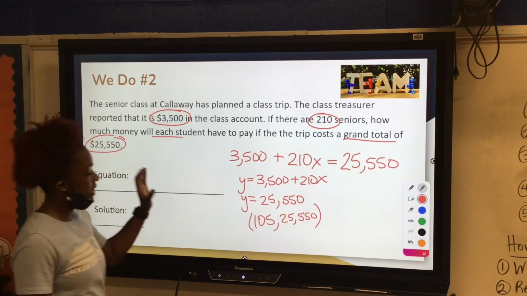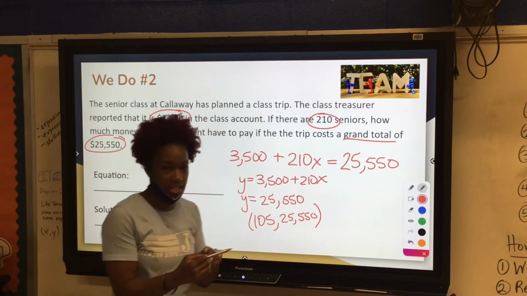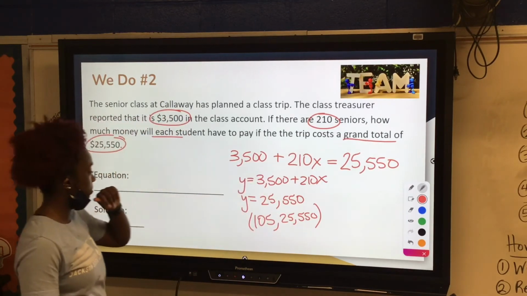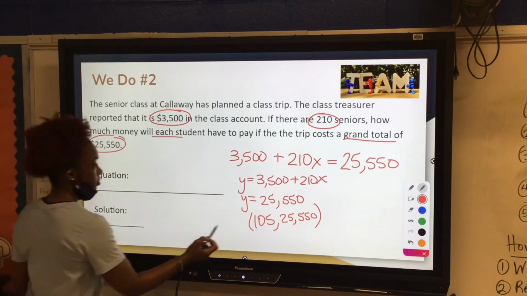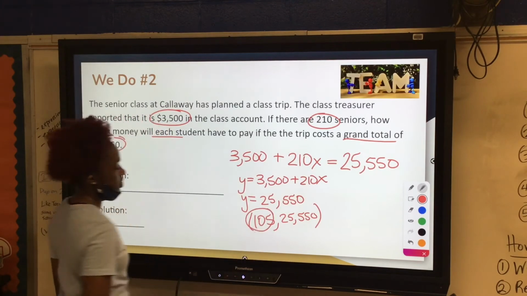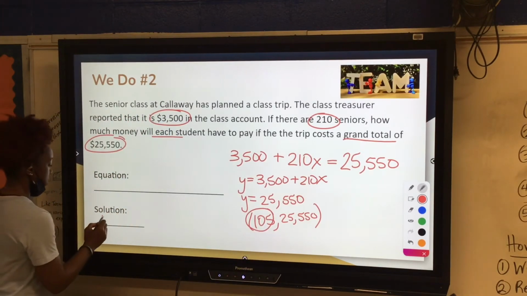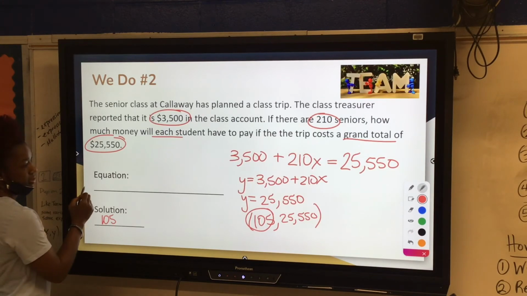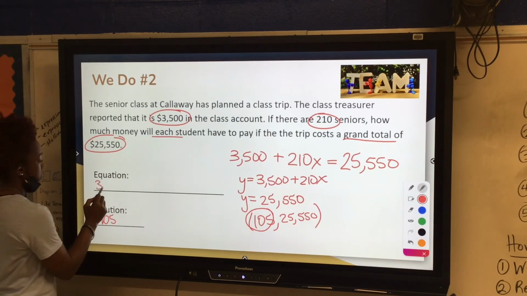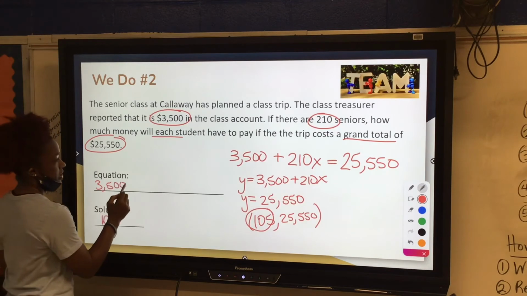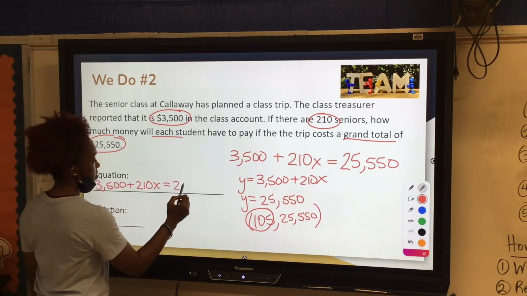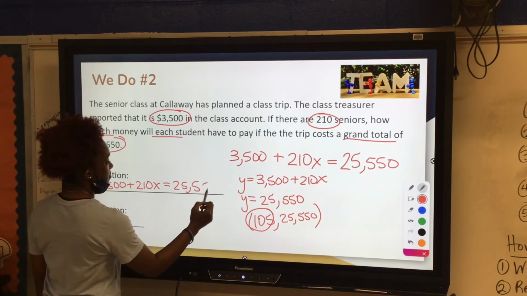So it might make it easier for you to find where those lines intersect if you go ahead and go to that y equals, because we know it'll be a straight line. So we ended up getting 105 as our solution. Each senior will have to pay $105. Our equation was 3,500 plus 210x equals 25,550.